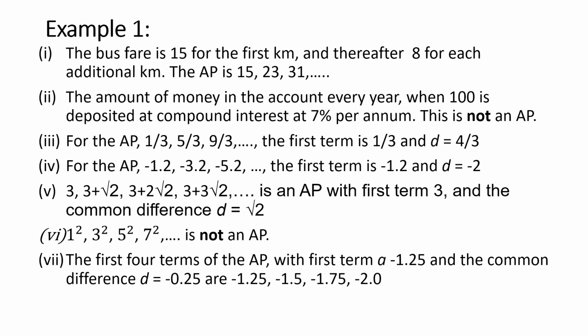is not the same. The first four terms of the AP with the first term A as minus 1.25 and the common difference D as minus 0.25 will be, first term is minus 1.25, then we add minus 0.25, so it will be minus 1.5, minus 1.75 and so on.